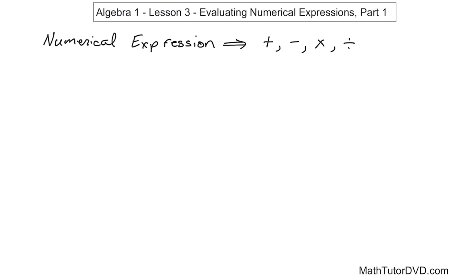Those can all be a part of expressions as well. But for now, numerical expressions just means adding, subtracting, multiplying, and dividing numbers. Later on we'll talk about algebraic expressions when you're doing all of these things to variables, letters. So it's a real simple concept. You've been doing this since third grade.